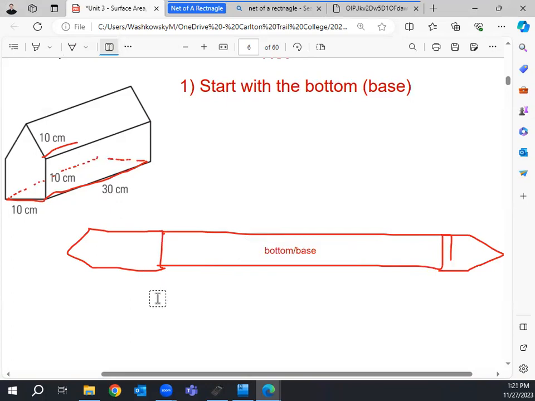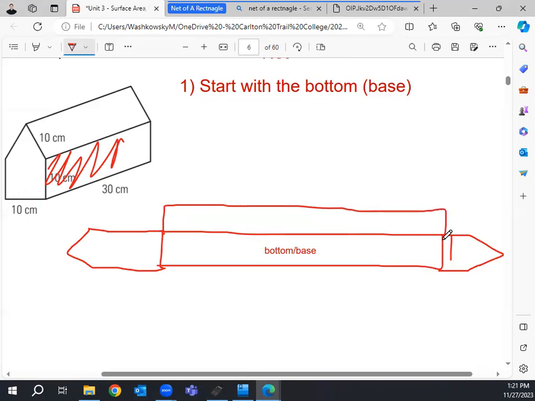We always start with the bottom of it, always start with the base of the shape that you're drawing a net for. And then all we've got to do is start ticking down sides. So when I go to fold this, I'm starting at the base. What's the next side that's attached to it? Well, it's this thing here, right? Which we already identified is a rectangle. So this is the side.